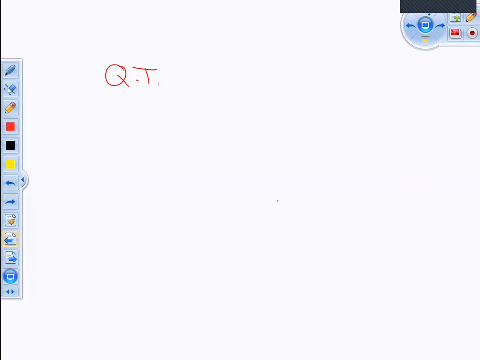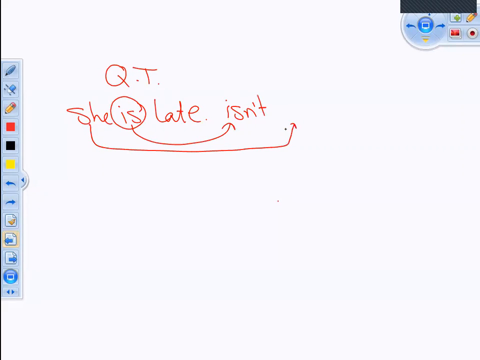Okay, let's start with the simplest rules of our question tag lesson. Let's watch this example. She is late. When we add a question tag at the end of a sentence, it must be the opposite of the meaning. So "is" turns into "isn't" with the same subject, she. Question mark. So if we have a helping verb in our sentence, we change it to the opposite: affirmative to negative, negative into affirmative.